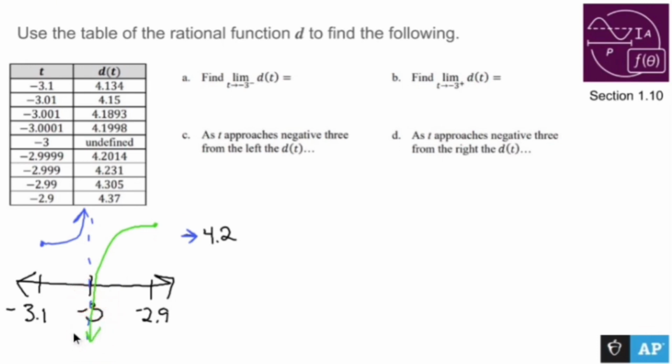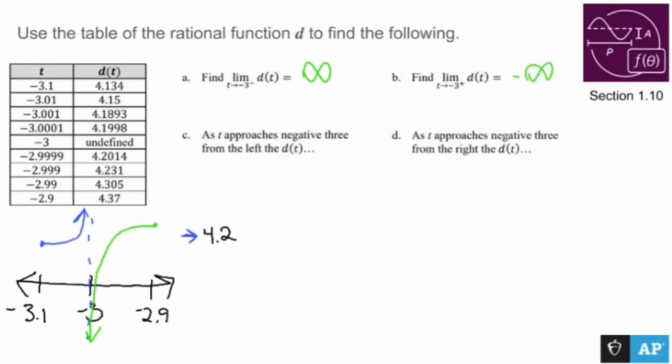Okay. So now based off of this picture, we can answer some of these questions. The limit as x approaches -3 from the left means I'm traveling from the left and I'm moving up as I go towards -3. So my answer is going to be positive infinity. My limit as t approaches -3, positive, means from the right. So I'm coming from the right, I'm approaching -3, and then I shoot downward, which means it's negative infinity.